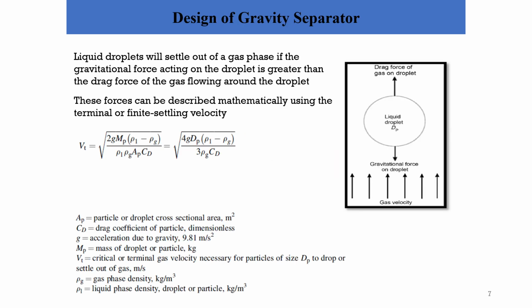Now we're going to look at the basic mathematical formula that describes something called the Vt, or the critical or terminal gas velocity needed for a particle of dP to drop out or settle out of the gas stream. This Vt will be a speed, or what we call a critical or terminal velocity, that I need in order for this water droplet of a specific size to be settled out or removed from the gas stream.